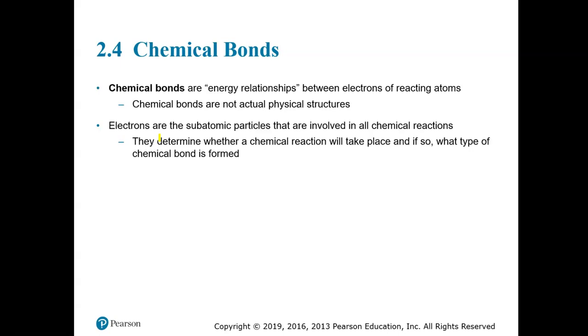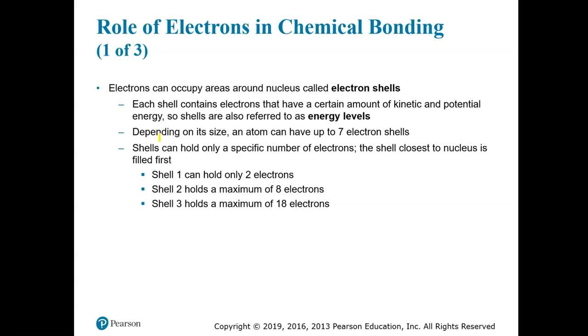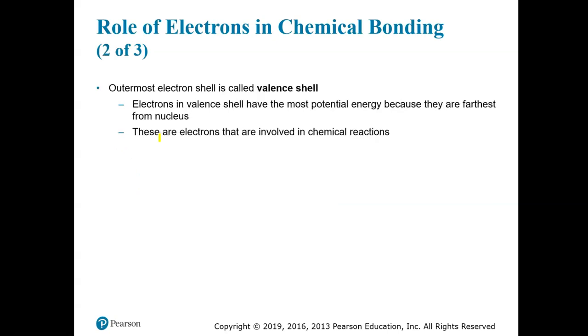Now we're going to go on and talk about chemical bonds, which are attractions between atoms. They're not actually physically held together. They're just strongly attracted to one another. And chemical bonds are determined by the number of valence shell electrons.